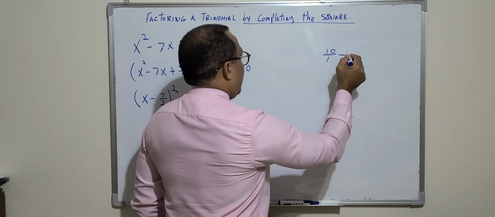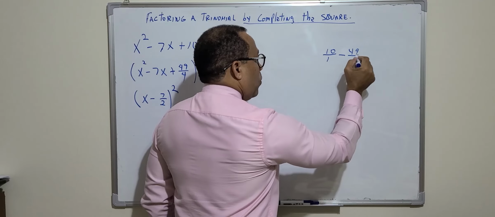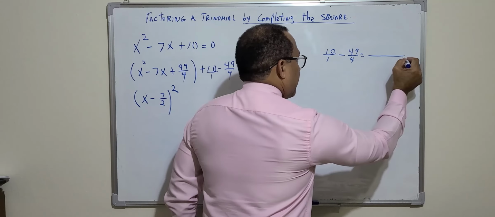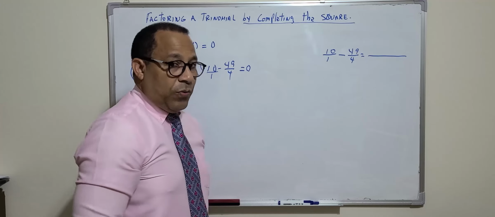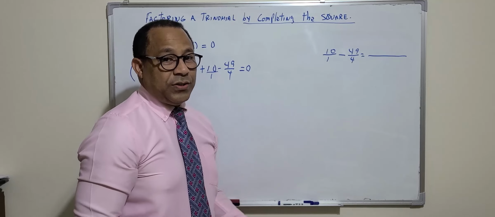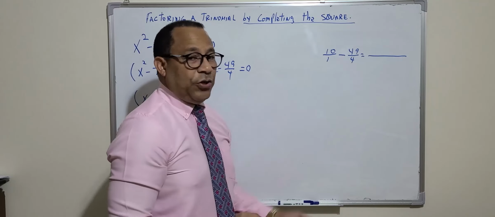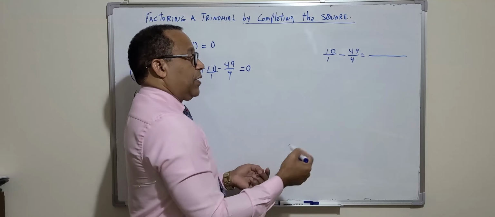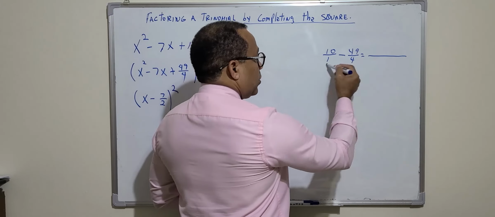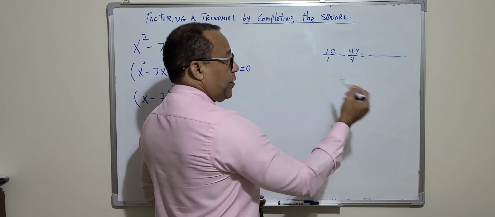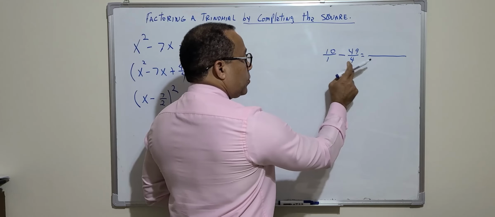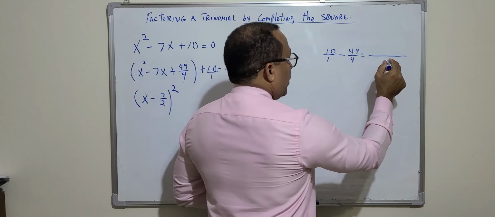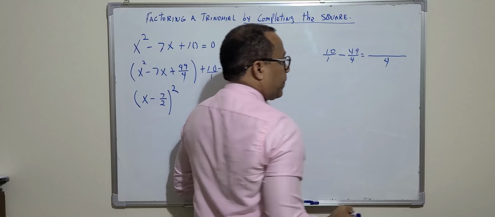10 over 1 minus 49 over 4. And I know we do remember how to subtract fractions with different denominators. We find the least common multiple between the two denominators. In this case, it's a very simple one. The least common multiple between 1 and 4 is 4.